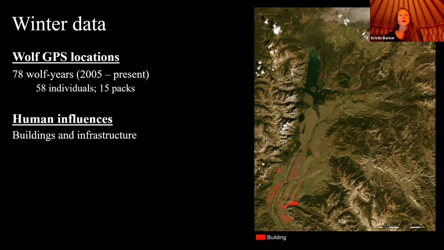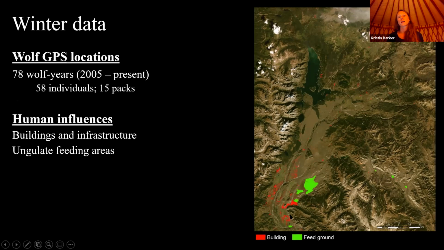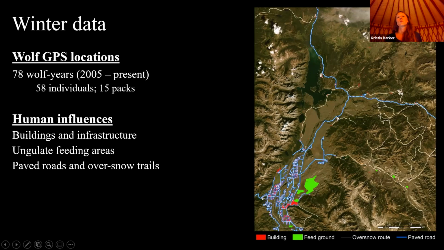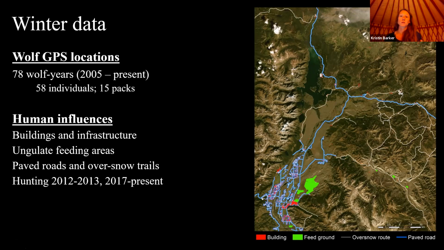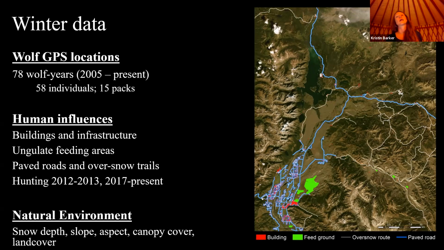We also know where human influences occur. We know where buildings are located. We know where elk and other prey are being fed. We know where roads are and where travel activity corridors are located. And we know the years during which wolves are hunted. So these are all of those things that we predicted might influence wolf use of the landscape. We also know things like how deep the snow is and how rugged the terrain is, so we can incorporate that into our understanding of how wolves move around.